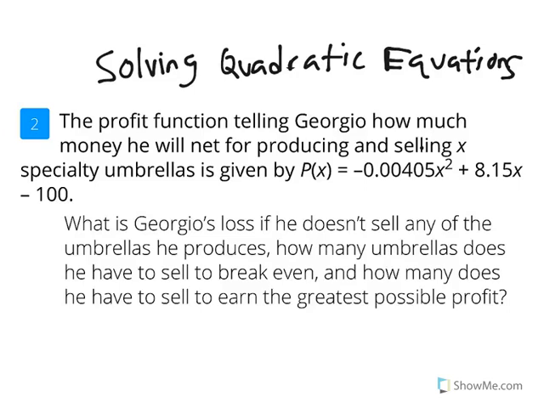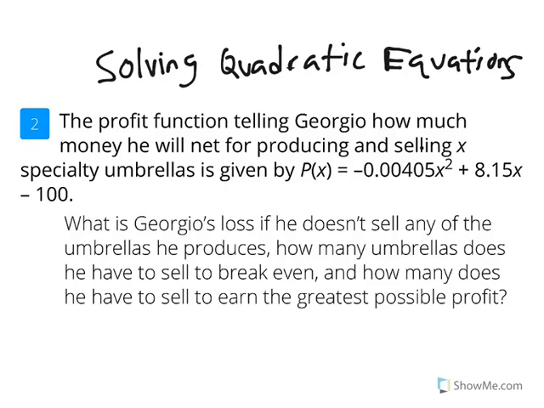All right, so what I want to go over today is a real-world example of solving quadratic equations. So the problem is as follows. The profit function telling Gregorio how much money he will net for producing and selling x specialty umbrellas is given by P of x equals negative 0.00405 x squared plus 8.5x minus 100. What is Gregorio's loss if he doesn't sell any of these umbrellas he produces?